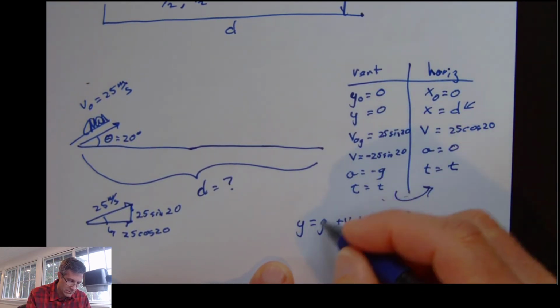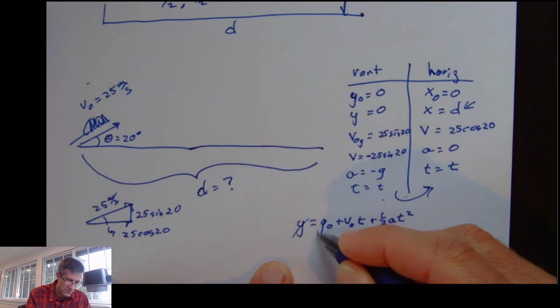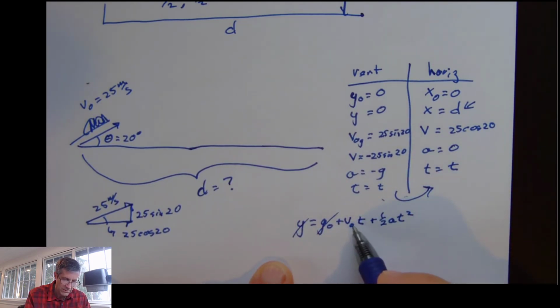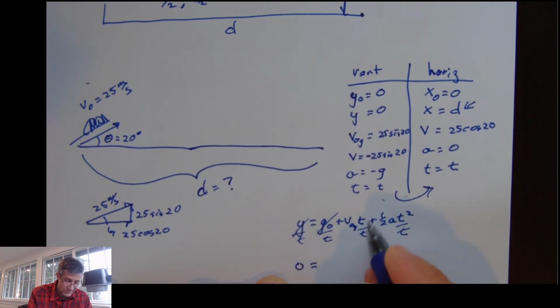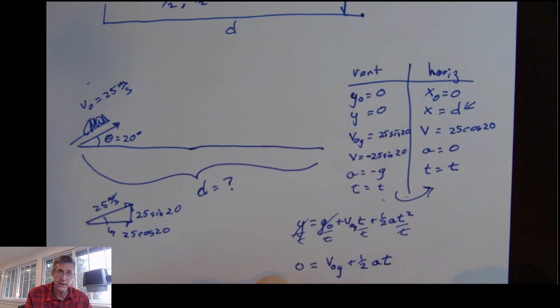Okay, so let's see. I'm going to cross out the things that are zeros. So this is 0, that's 0. So I'm going to have v naught in the y direction. Be careful about this. V naught in the y direction times time. I'm going to divide everything by time. So if I divide 0 by time, that's still 0. Divide this by time and divide this by time, I'll get rid of the square. So I'm going to end up with 0 is equal to 0 plus my initial velocity in the y direction plus 1/2 a t.